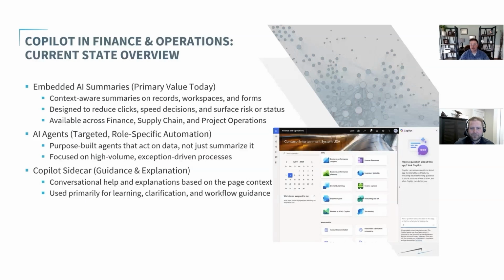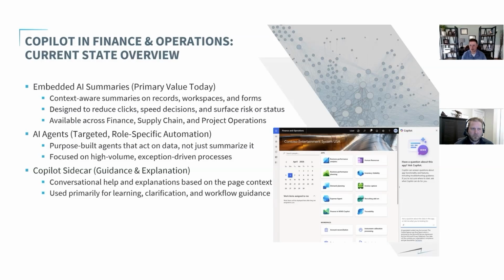To take a look at the current state of finance and operations in Copilot, there are really three main areas you want to look at. The first is the embedded AI summaries. That is primarily a value add today, where you might be looking at some records or forms across the software, and it gives you a little bit of context or summary according to the particular record you're selected on. These are designed to give you a quick snapshot of what's going on with a particular record, or some insight into risks or suggestions associated with your current record.